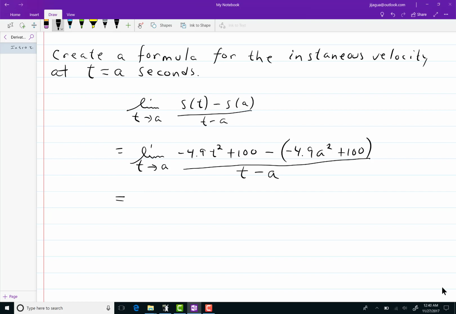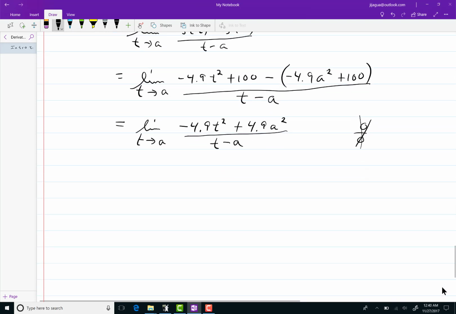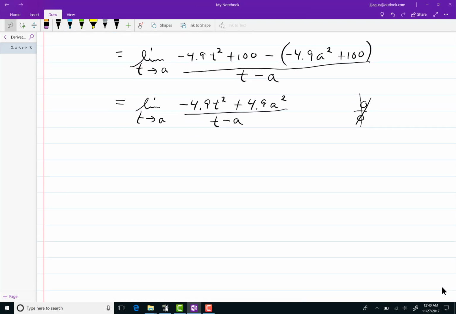So I'm left with the limit as t goes to a of negative 4.9 t squared plus 4.9a squared, all over t minus a. Now, if you try to plug a in for t, you will, I guarantee you, end up with 0 over 0, and don't do that. So instead, knowing that it's 0 over 0, I know that t minus a must be a factor in the numerator. And I'll make it a little easier on you.